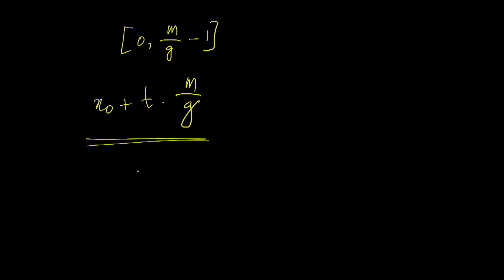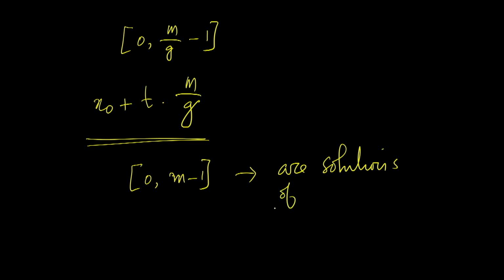Consider all congruences of this form in the interval 0 to M minus 1. They are all solutions of Ax equals B mod M. So Ax equal to B mod M has multiple solutions in the range 0 to M minus 1, and all those solutions can be found this way. That is, when the GCD of A and M is not 1, there are multiple solutions for this congruence in the interval 0 to M minus 1.